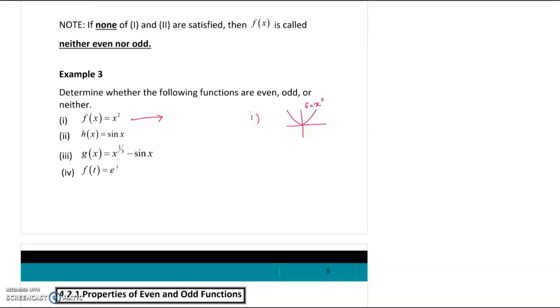So we look at the property of even and odd functions. If it is symmetric about the y-axis, then it is an even function. So clearly from this diagram, it is symmetric about the y-axis. Then f(x) is an even function.